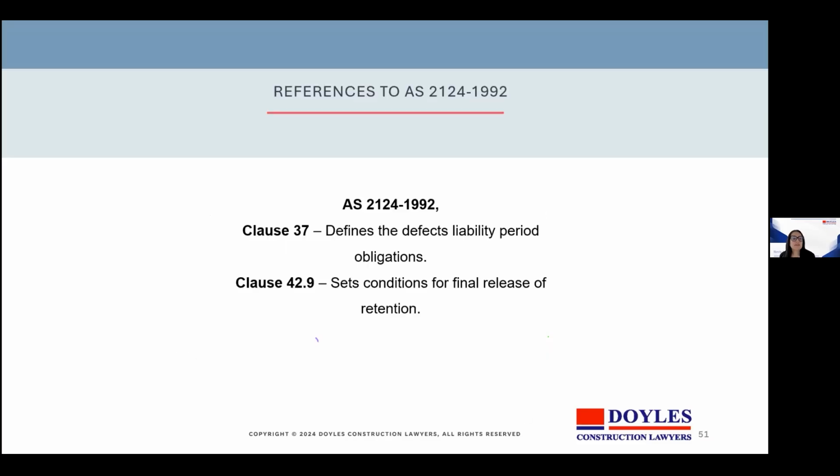So just coming back to references to AS 2124. Clause 37 defines defects liability period obligations, and Clause 42.9 sets the condition for final release of retention. These clauses formalise the end of the relationship effectively.